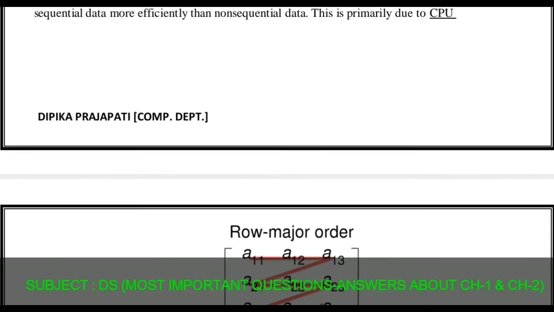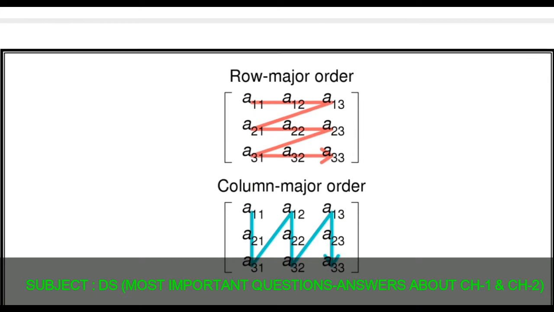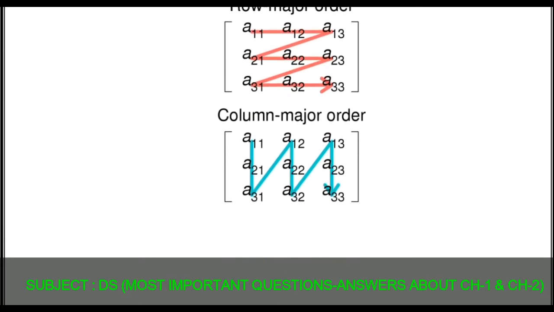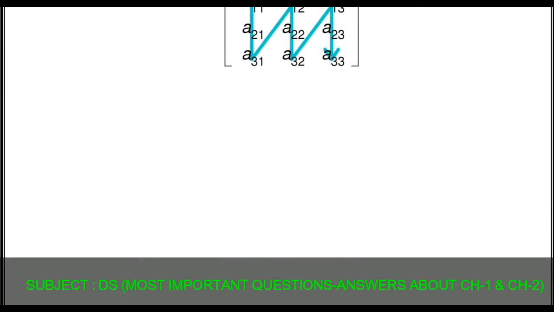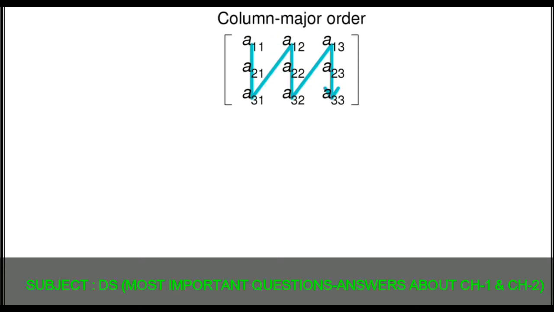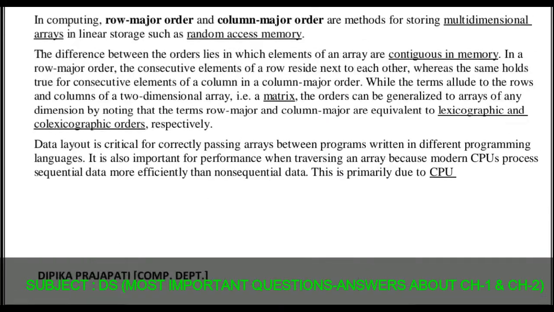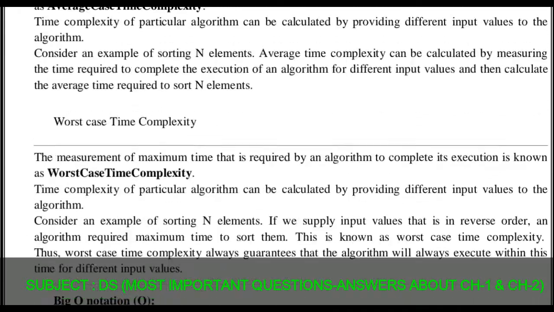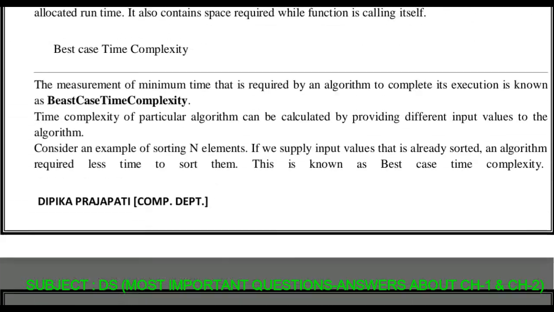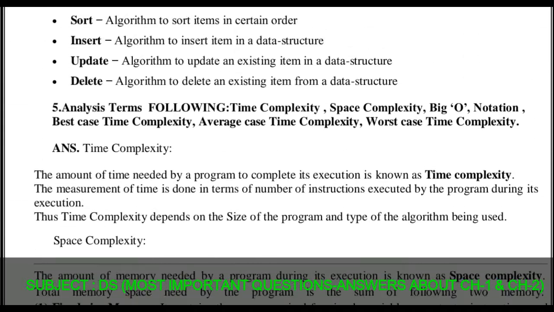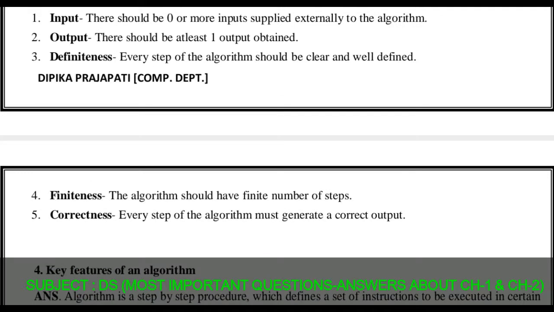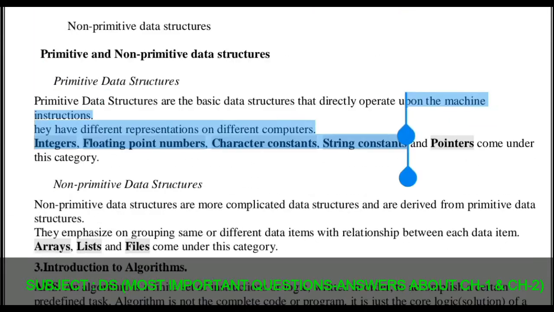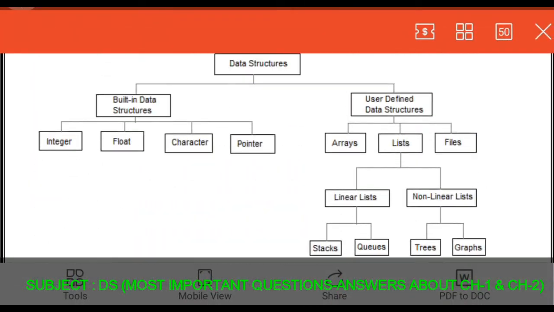So dear all students, this one is the example of row major order and column major order. This is the most important question of our chapter number 1, data structure. In total there are 6 questions with answers, the most important questions and answers regarding our GTU exam. So you have to prepare all these questions of chapter number 1.